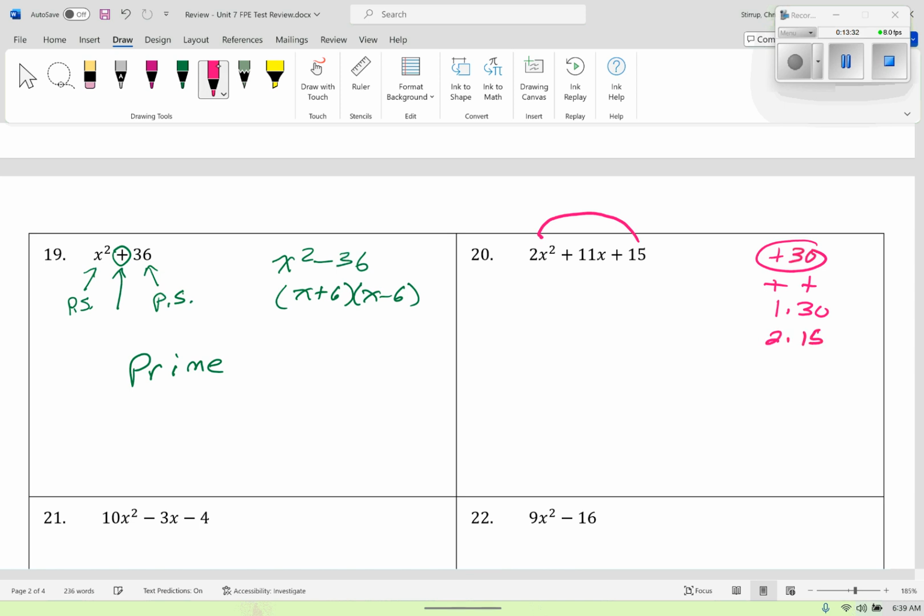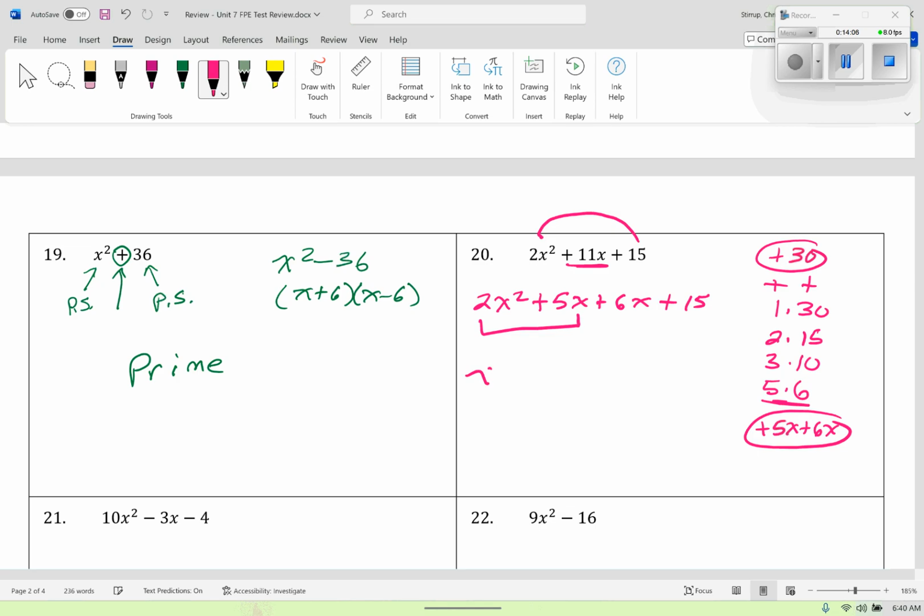2 and 15, that is going to give me 17, so that's not quite there. What about 3 and 10? 3 and 10 added together gives me 13. 4 doesn't work. What about 5 and 6? Do 5 and 6 add to 11? Yes. All signs are positive, so I'm going to plug in plus 5x plus 6x. I'm going to replace the 11x with 5x and 6x, whatever order I want, but just make sure you bring the signs with it. So plus 5x plus 6x plus 15.